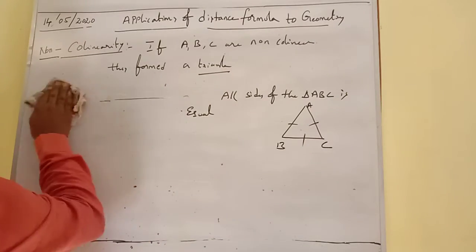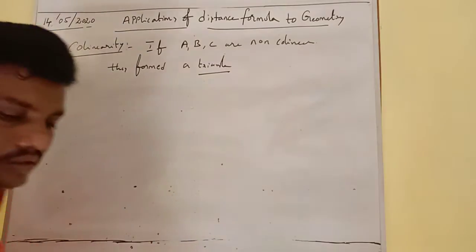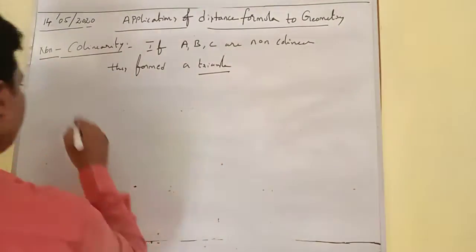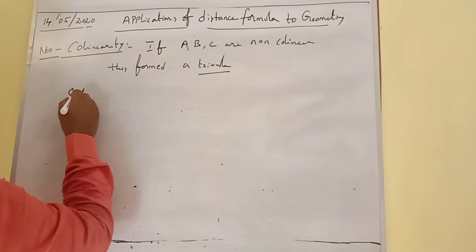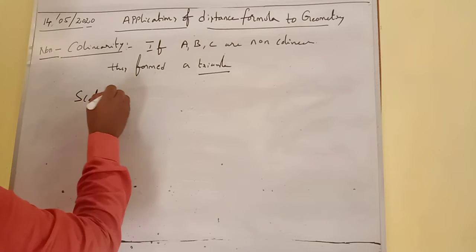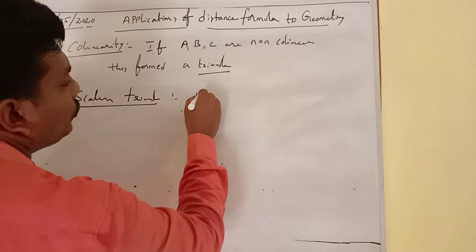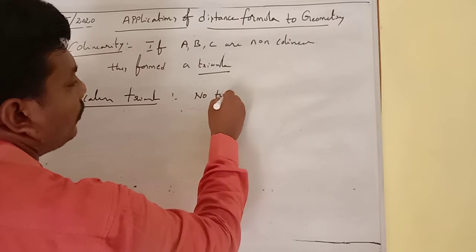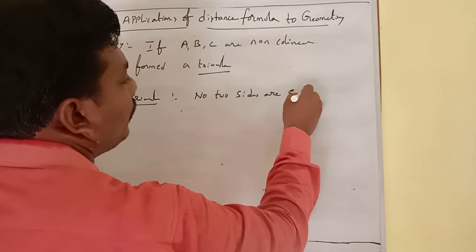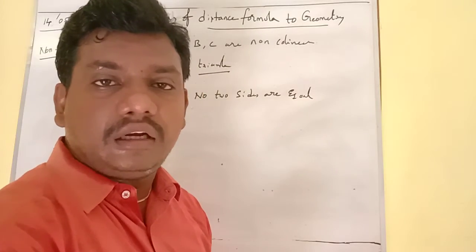Next, coming to the scalene triangle. You know that scalene triangle very well. The distances, no two sides are equal. That is a scalene triangle. No two sides are equal in a triangle. So that is called a scalene triangle.